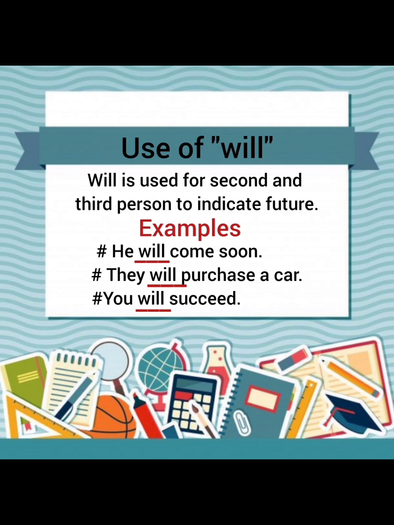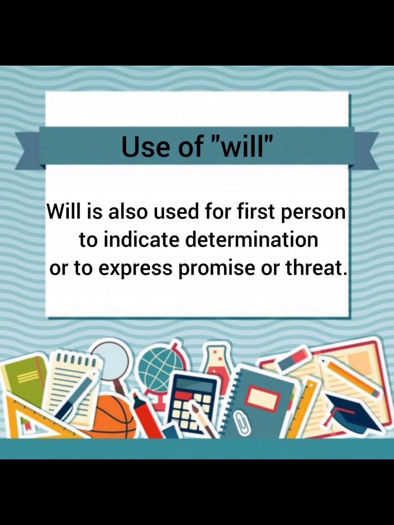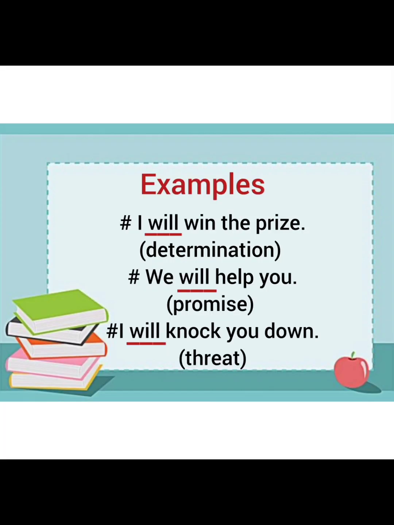Will is also used for first person pronoun to indicate determination or to express promise or threat. For example, I will win the prize, it's a determination. We will help you, it's a promise. I will knock you down, it's a threat. The usage of will and shall go side by side, but you have to just keep the basic difference of both, that where we are supposed to use will and where we are supposed to use shall.